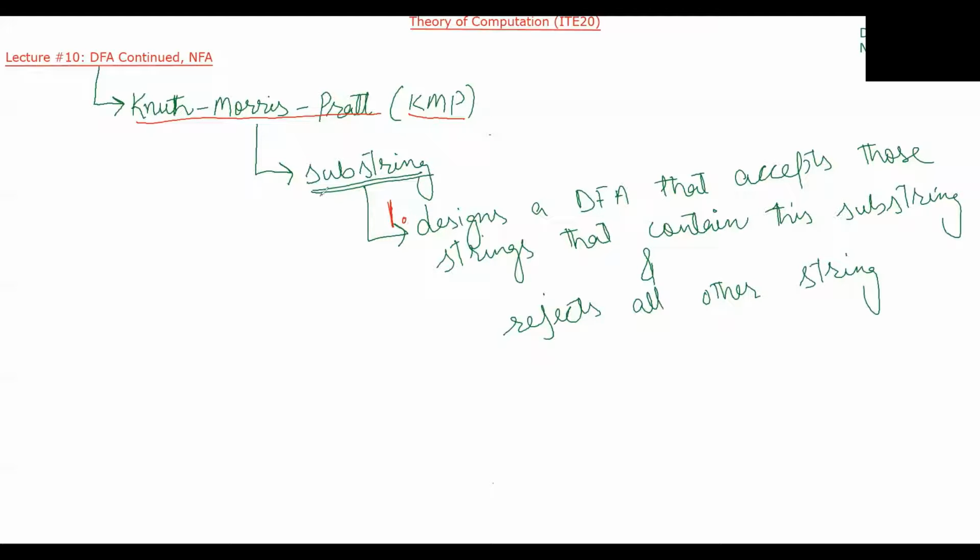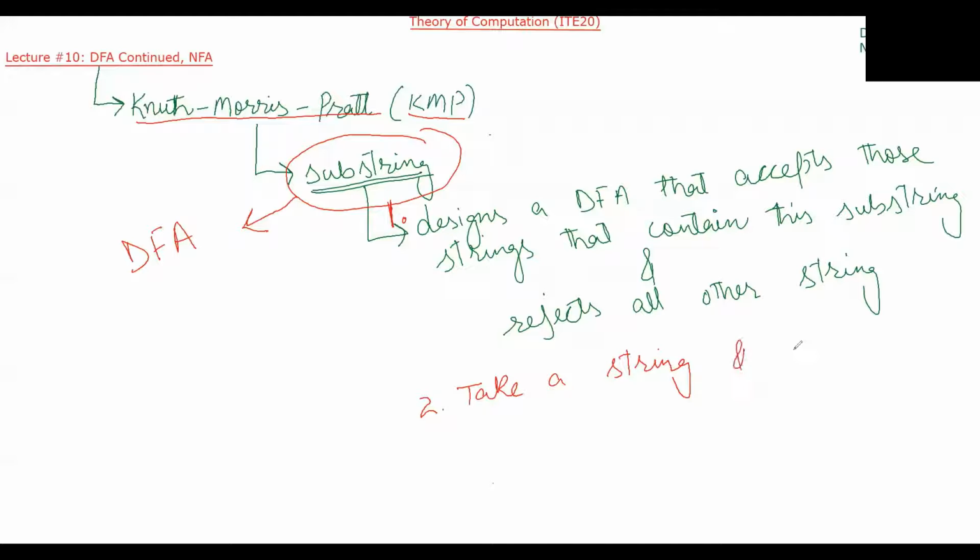So this is the first part of this algorithm: if we have to find a substring in a string, we first design a DFA that accepts those strings that contain this substring and rejects all other strings. That means we first have to define a DFA for this particular substring. After defining the DFA, the second thing is that we take the string in which we want to find this substring, and give this string as input.